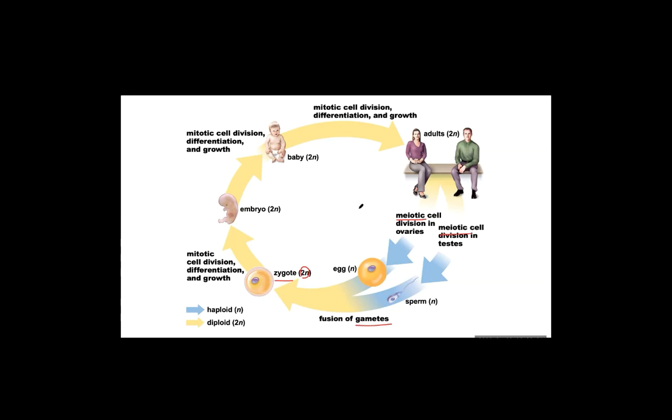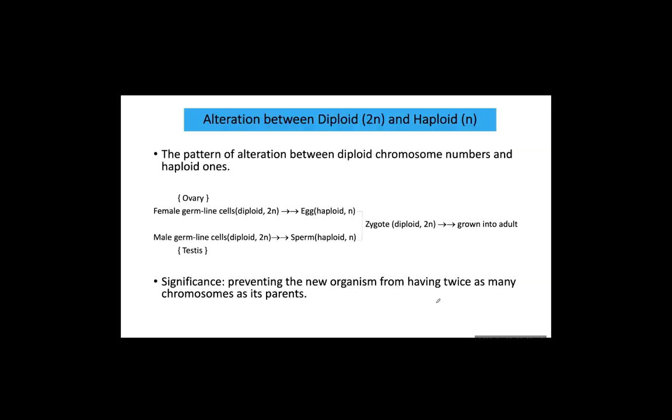But you have to think about that, okay, once zygote is formed, individual cell holds 2N, 46 chromosomes, but once they undergo meiosis, chromosome number is reduced in half. Okay, think about how that can happen. So there is an alternation between diploid and haploid, the pattern of alternation between diploid chromosomes and haploid chromosomes.